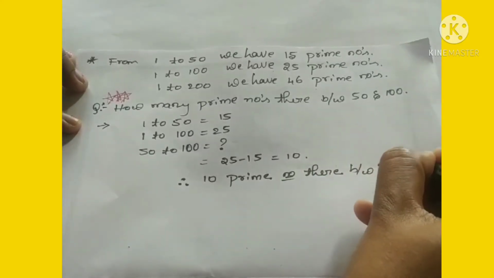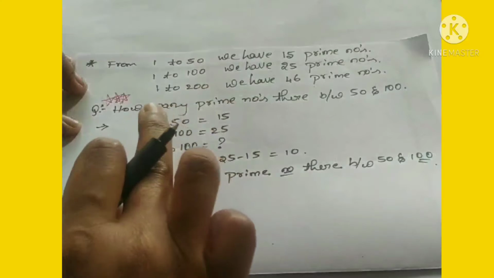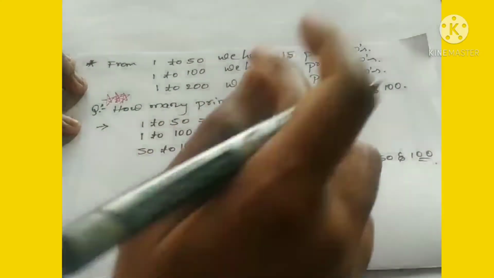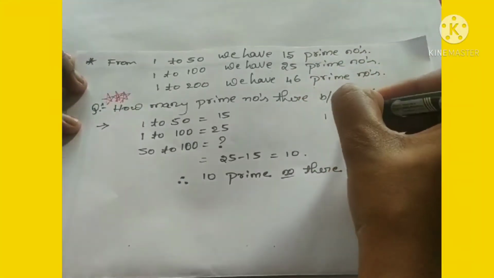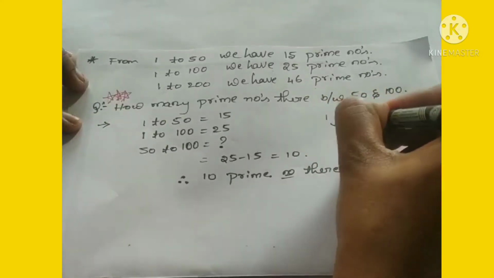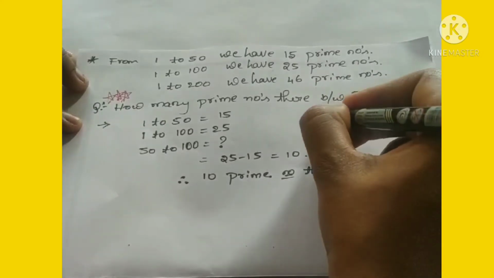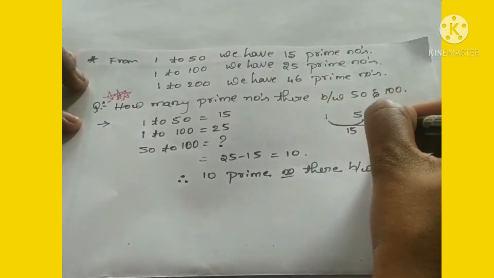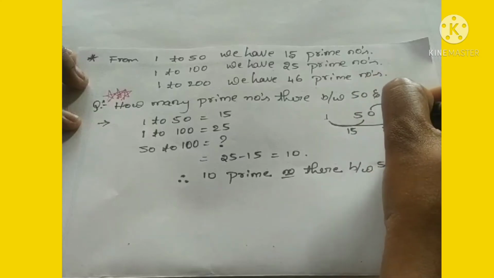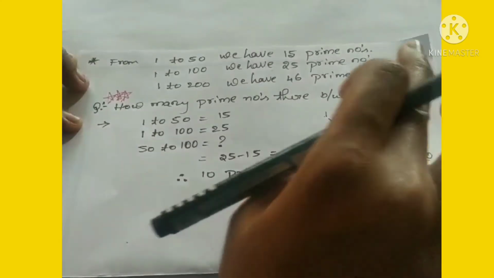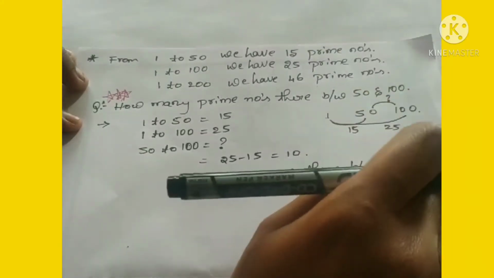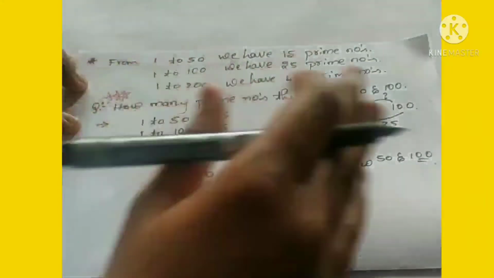between 50 and 100. Here they gave that from 1 to 50 we have 15 prime numbers, and from 1 to 100 we have 25 prime numbers. They ask to find the prime numbers between 50 to 100. So to find this, we just subtract 25 minus 15. We will get the answer. This is all about the prime numbers.